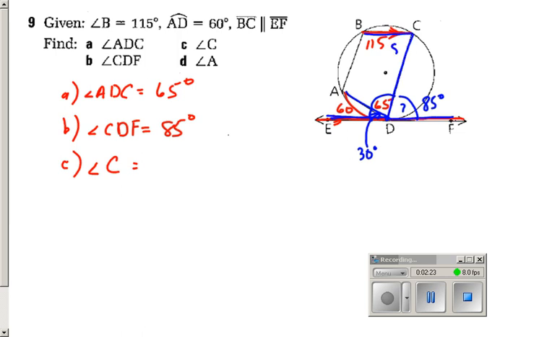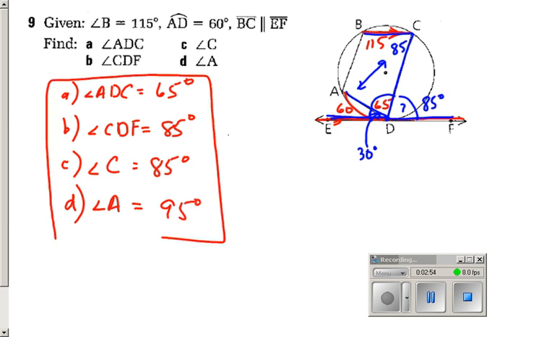created, which means that this is alternate interior to angle CDF. So angle C and angle CDF are congruent by alternate interior, which is why angle C is also 85. And then lastly, angle A, the only angle I haven't found, and much like question A, these angles here have to be supplementary. So if I know that angle C is 85, I know that angle A is its supplement. So you just subtract it from 180 and get angle A is 95.